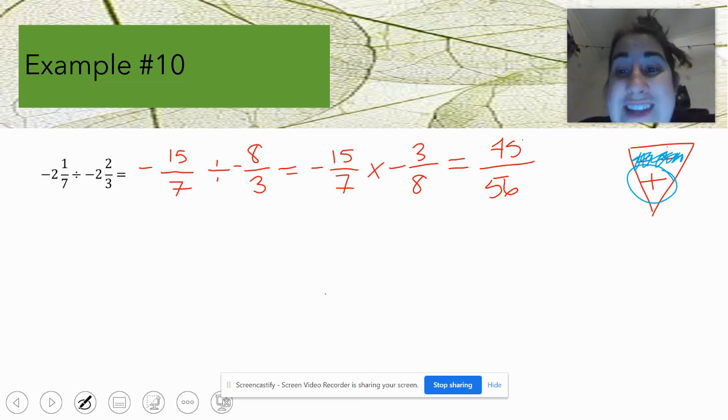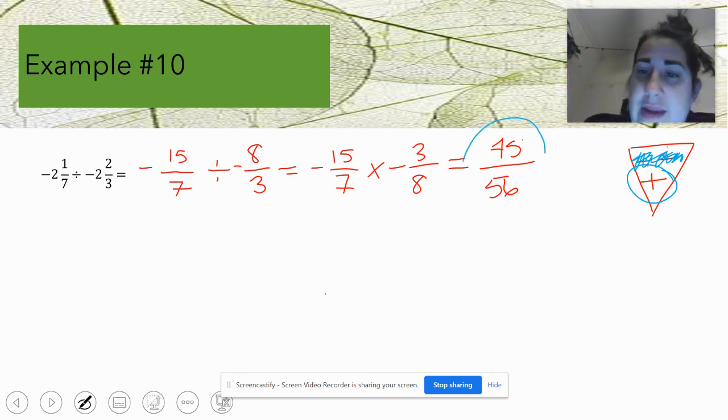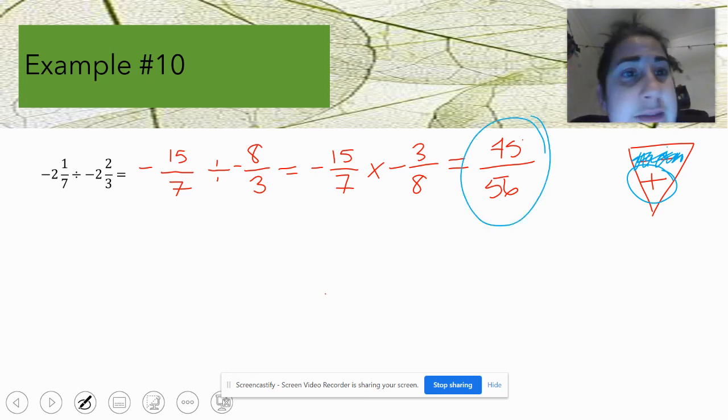But anyways, my answer is negative 45 divided by 56. Now, do they have anything in common? Let's see. What are my multiples of 3? So 45: 3, 15, 5, 9. Yeah, nope. It's final.